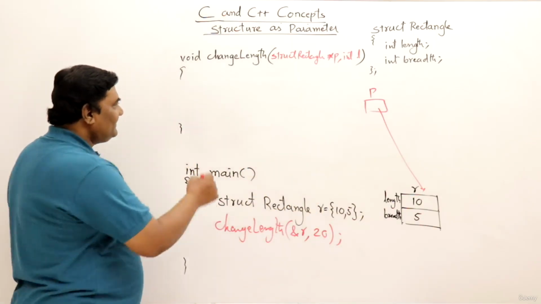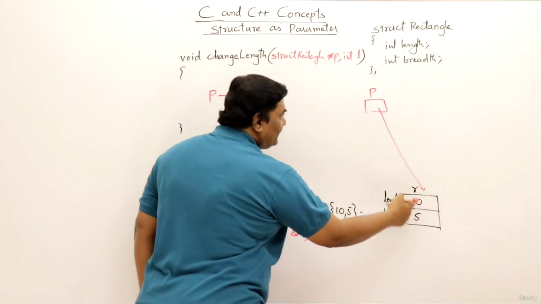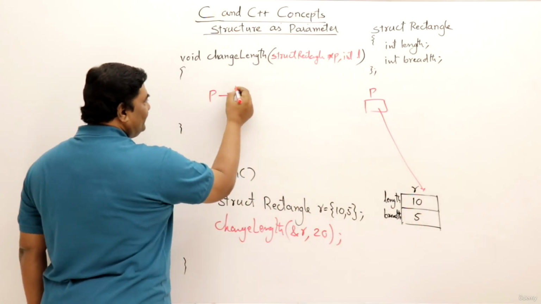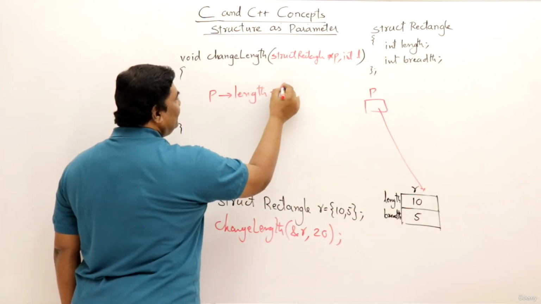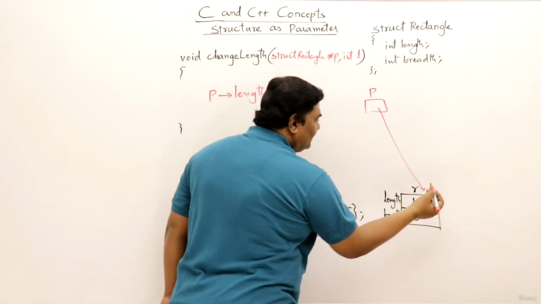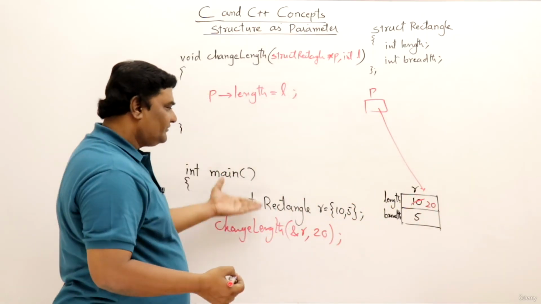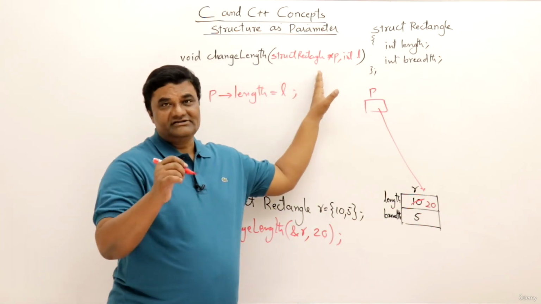I want to modify that length. So say P arrow, because for accessing this member indirectly using a pointer, we have to use arrow. P arrow length assign L. So this length will be modified to 20. That's it. This is how we can use call by address for the structure.